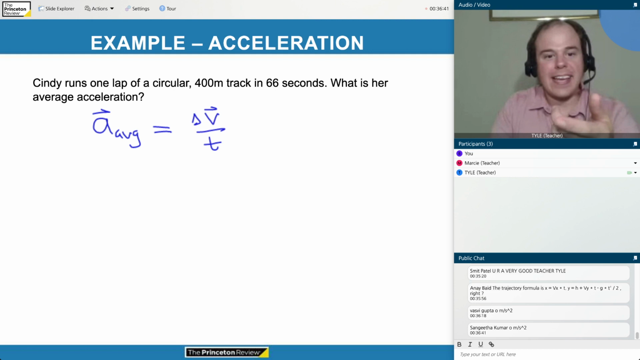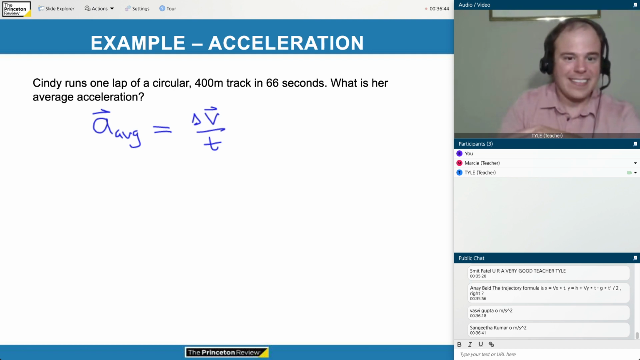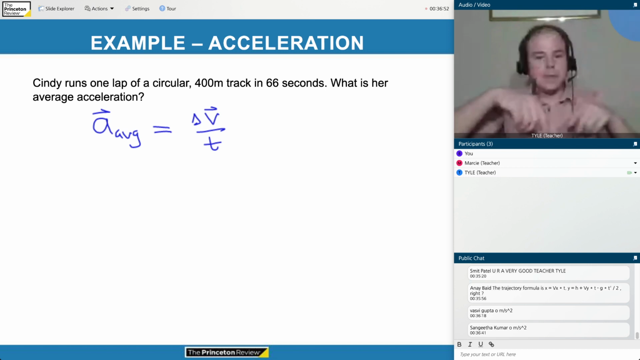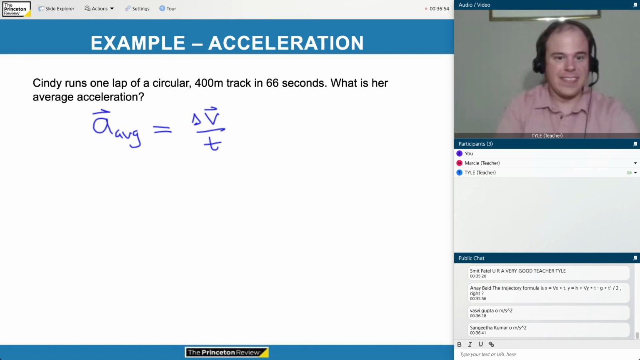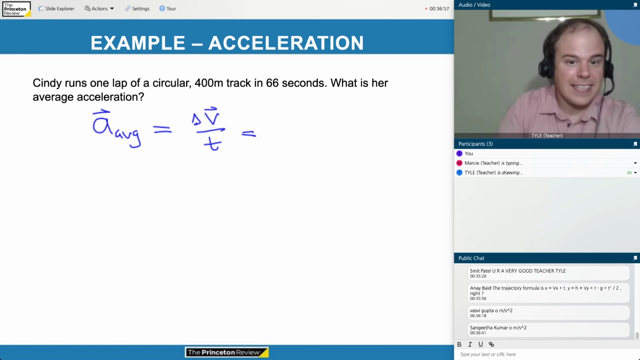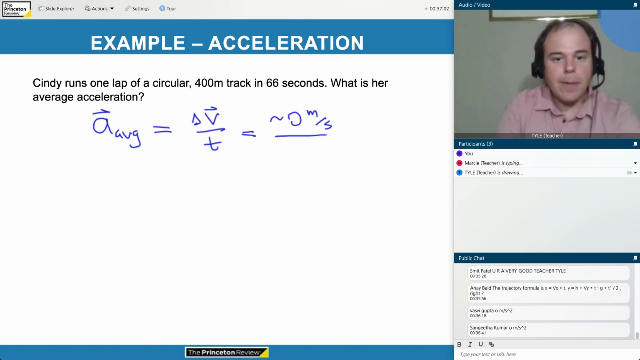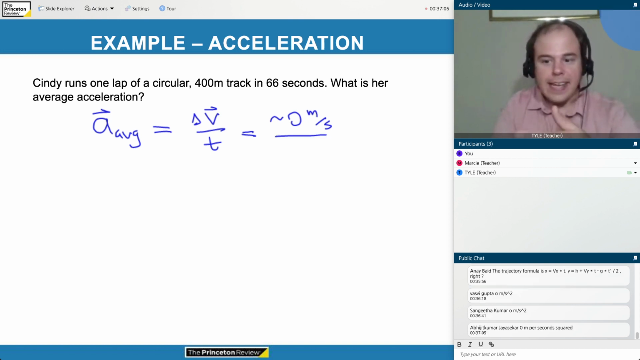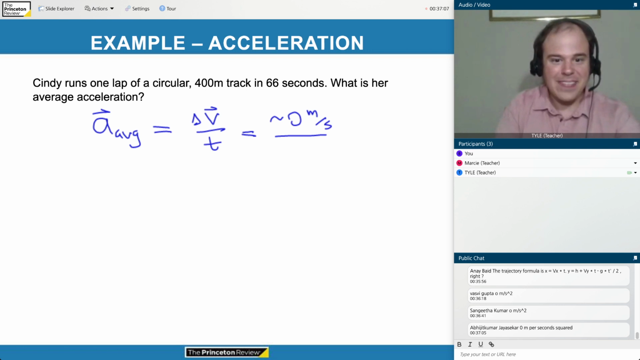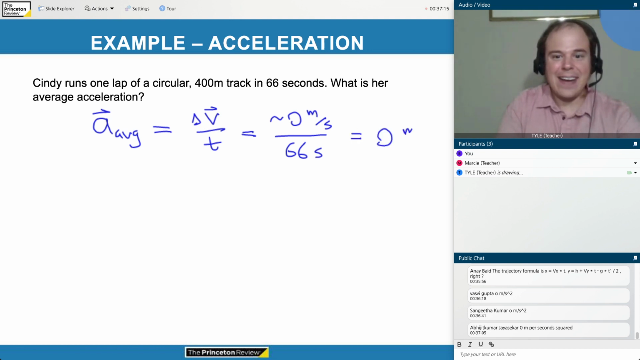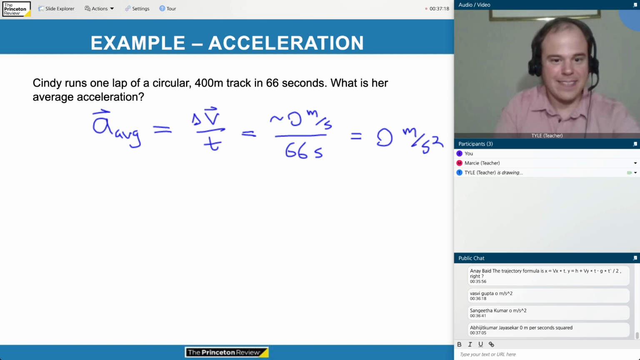Let's say that she was running at a constant speed. We didn't say that in the way the problem was stated, but let's say she's running at a constant speed. That means when she finishes, she's going the same speed she was just after she had started. So her change in velocity would be about 0 meters per second. Now, maybe she's running a little faster at the end than the beginning if she was sprinting at the end or something, right? But it's about 0 meters per second. And it took her 66 seconds. Okay, so this would mean that her average acceleration is 0 meters per second squared.